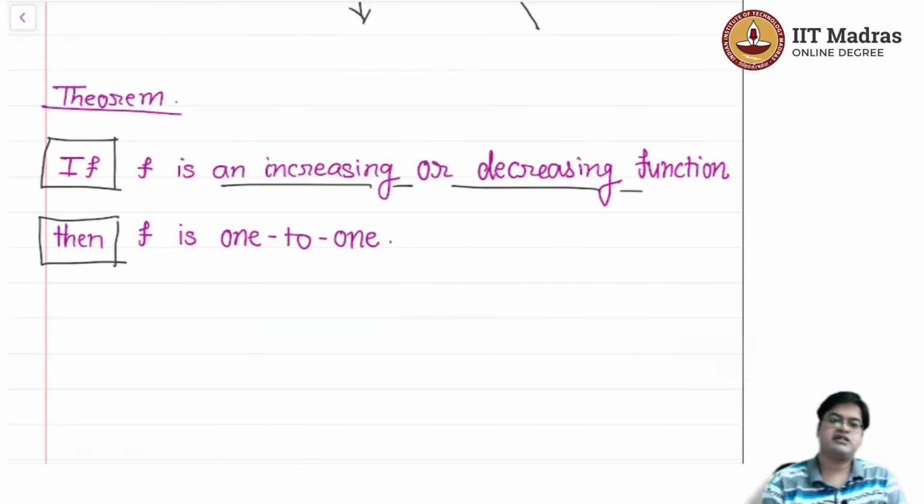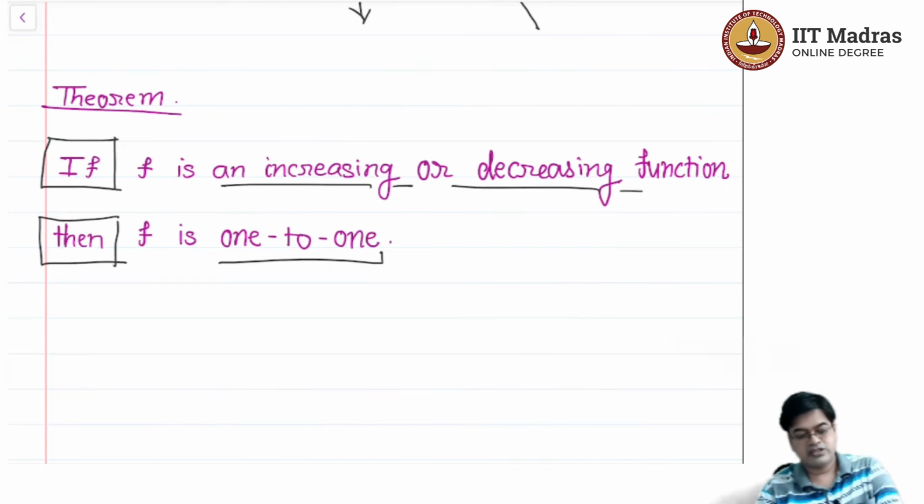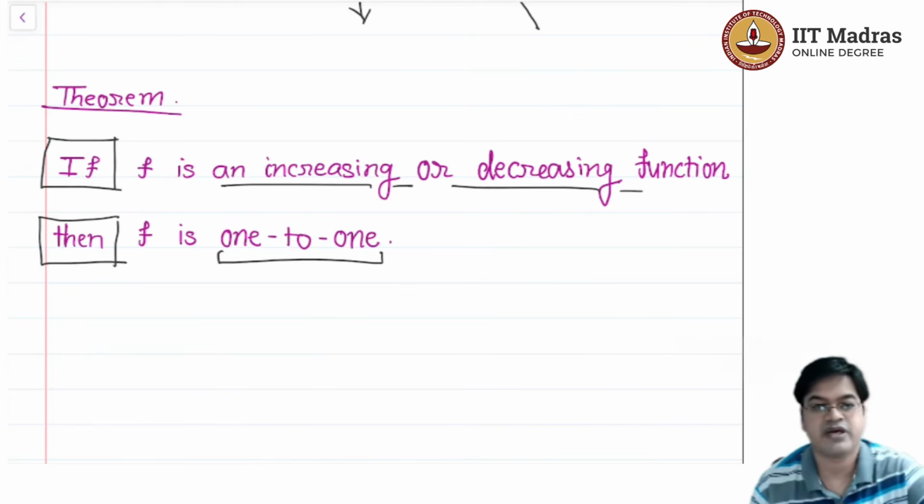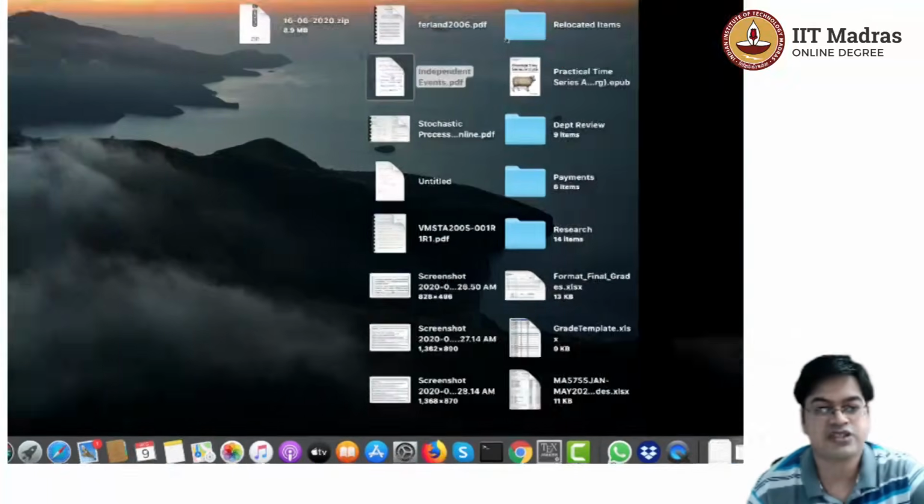This gives us a big class of functions that are 1 to 1. So 1 to 1 functions are not rare to find. 1 to 1 functions are abundant in nature and they are reversible as well. With this insight, we will go to our next topic, which is exponential functions.